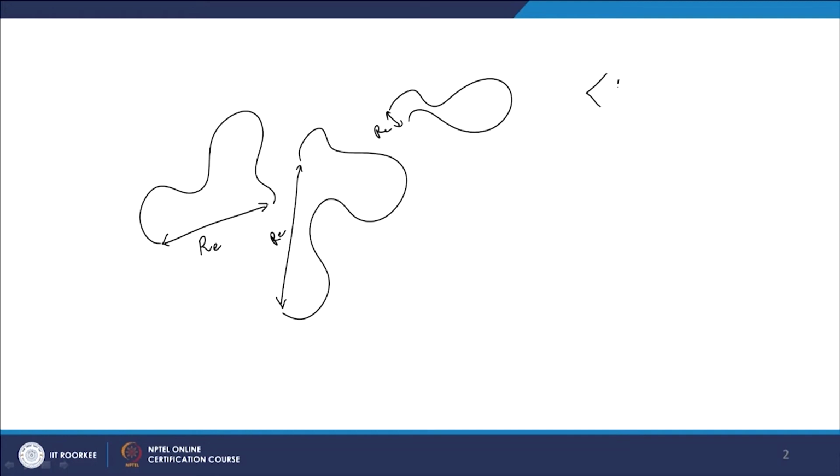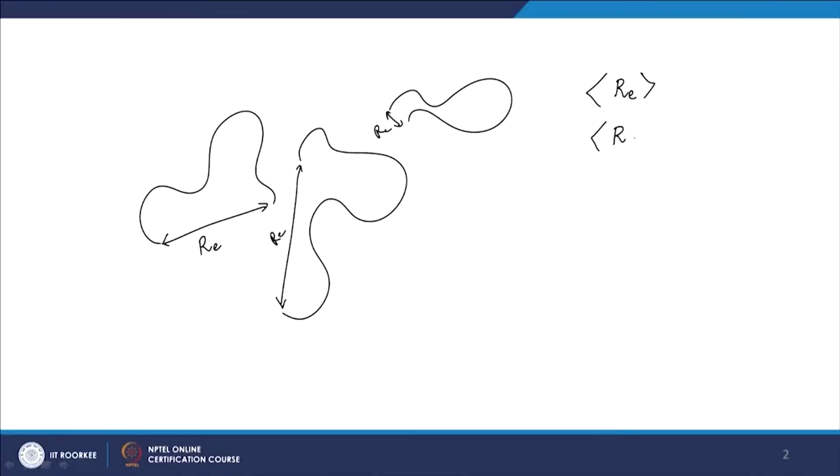So, what we will try to find out is the mean end-to-end distance, and I will show you that in these models the mean end-to-end distance becomes 0. So, what is more important is the mean squared end-to-end distance. So we will try to find this particular quantity.